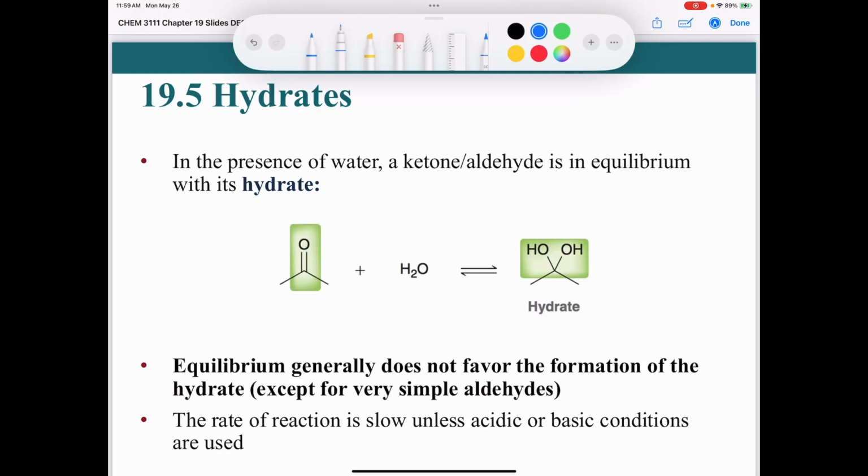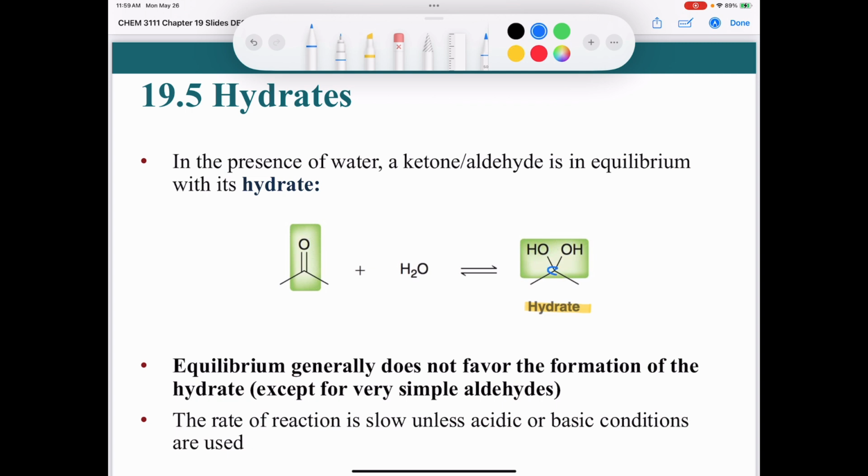All right, let's start our journey through all these different nucleophiles with oxygen nucleophiles. And the first reaction we study here is taking a ketone or an aldehyde and putting it in water. And what do we get? Well, in the presence of water, a ketone or an aldehyde is going to be in equilibrium with its hydrate. And so you're going to see a lot of new functional groups in this chapter. And so here's our first one, a hydrate.